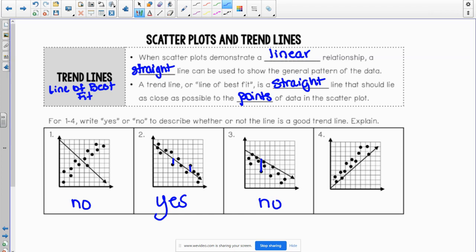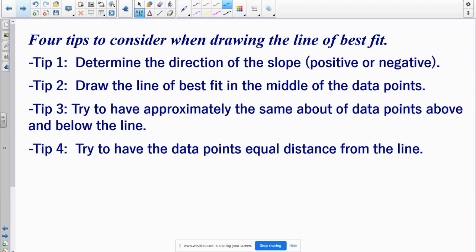If you look at these points, they are increasing, so they have a positive correlation. But if you look at the dots, same problem we had at number 3: all the points are above, and it's not in the middle, so you don't have approximately the same above and below. So that would be a no. I was kind of giving you hints.